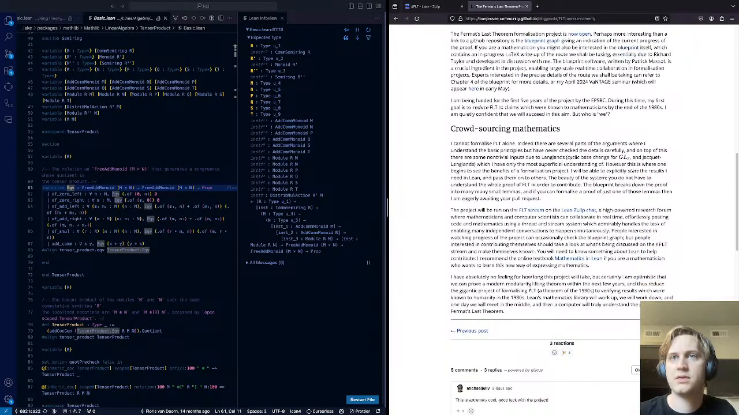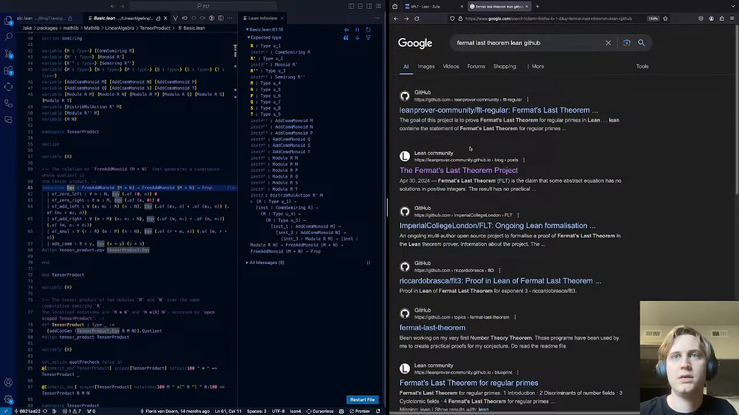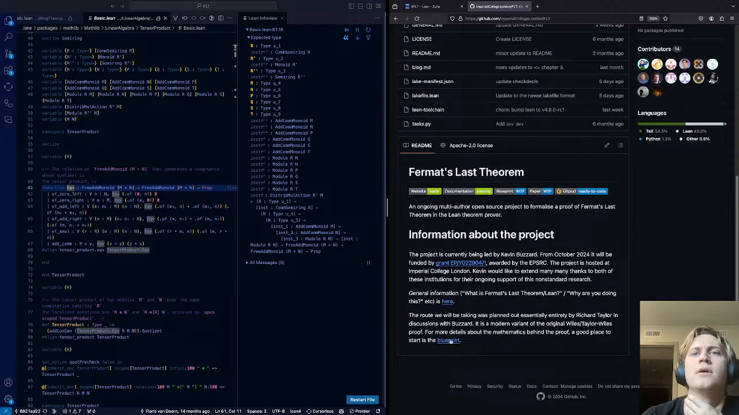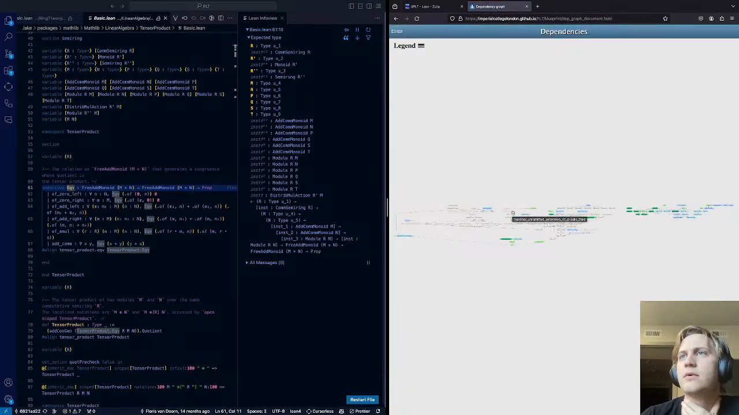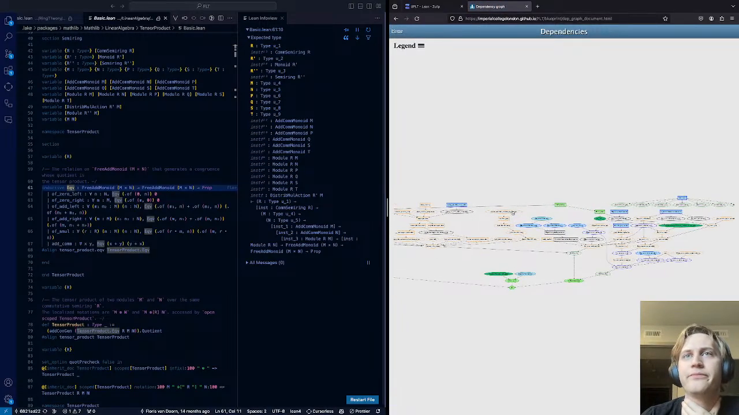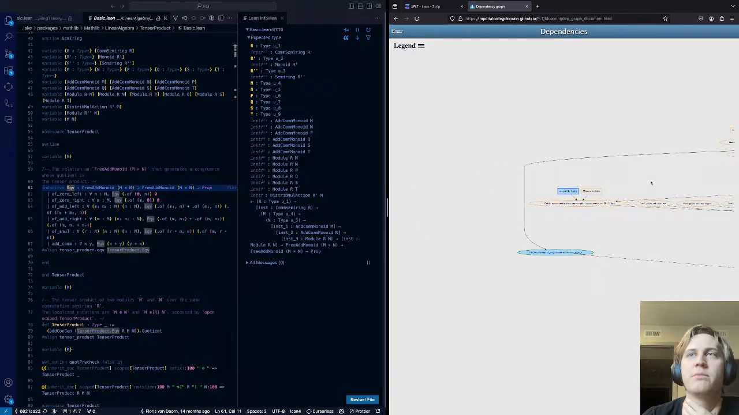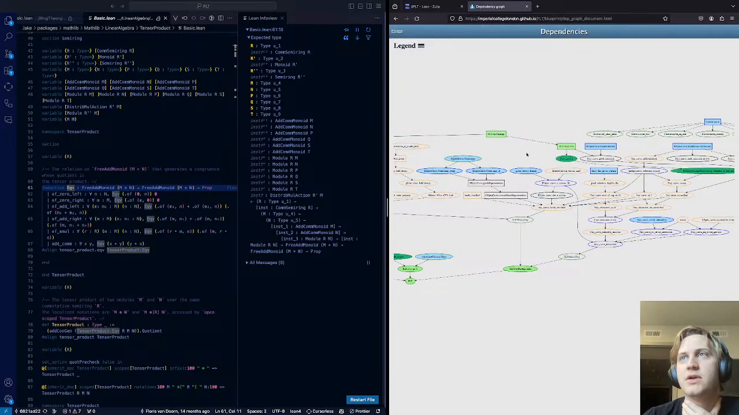This is not a GitHub page. Where could it be? This one, yeah. And there's a blueprint here. Now, I don't actually know any number theory, which might pose some problems for me, but I thought I would nevertheless try to contribute something.